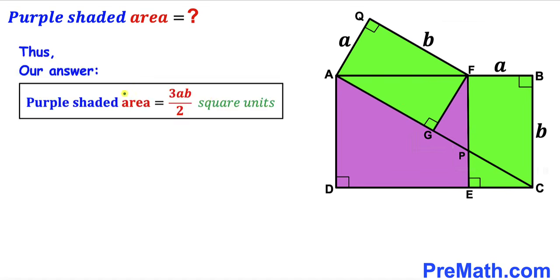So thus after all the calculations and manipulations, the area of this purple shaded region turns out to be 3 times AB divided by 2 square units.